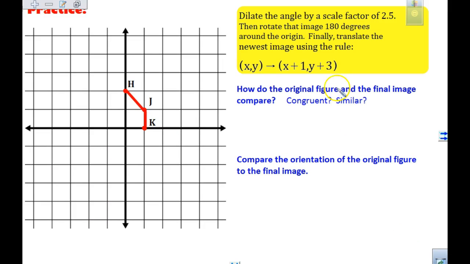And instead of doing this for all of these, we are going to take a look at doing some in our homework. Take a look at this one. I want you to read through. We are going to dilate this shape by 2.5, rotate it 180, then translate it. I want you to write down the word congruent or similar, and I want you to tell me switch orientation or same. Do that right now. When we are looking at that one, and our reason, Ashley, would be what?